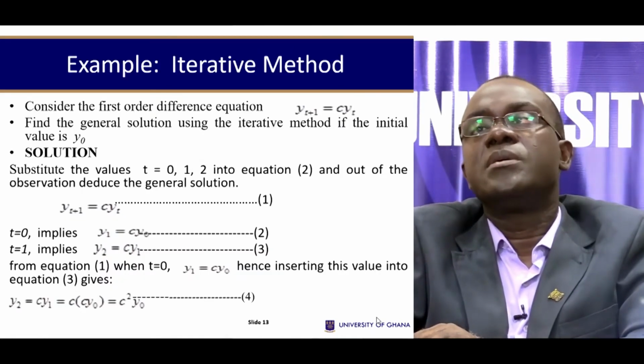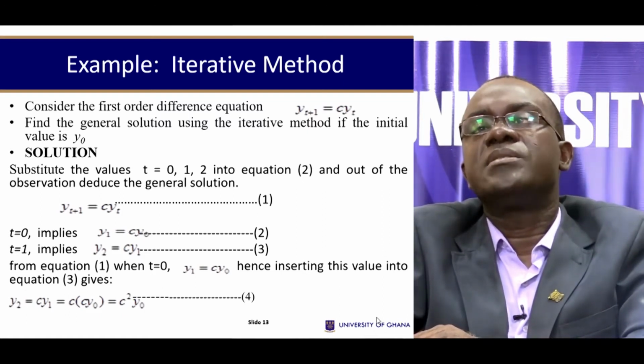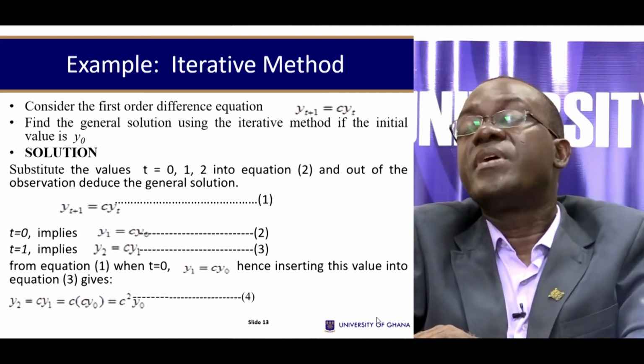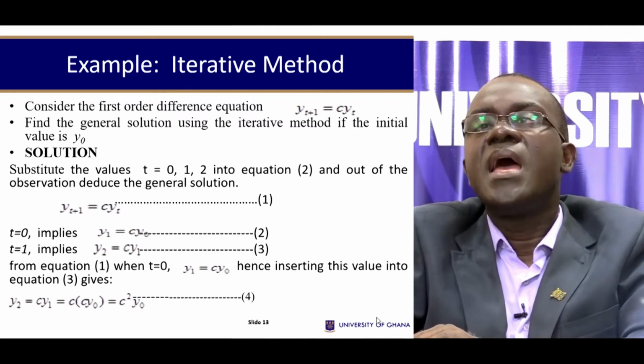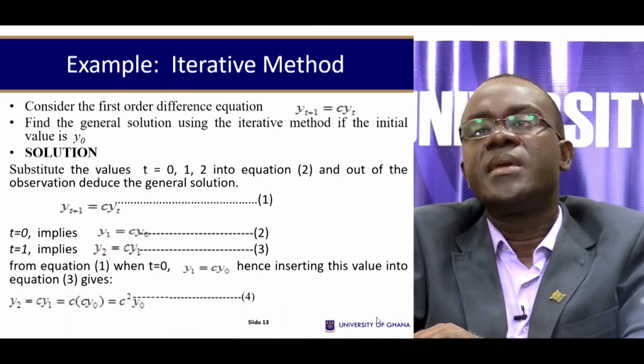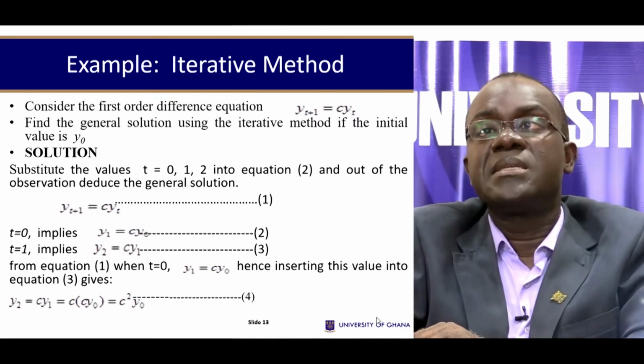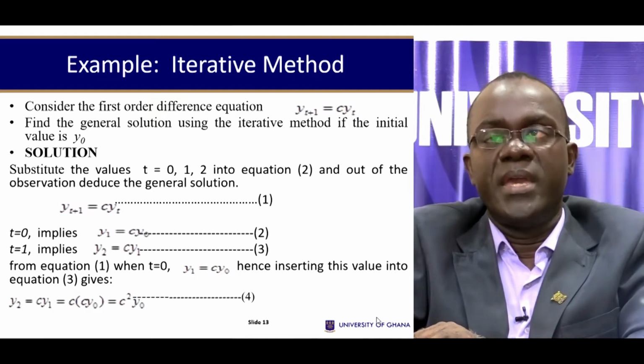Look at this equation. We are supposed to find the solution to this difference equation. This is a difference equation, and we are supposed to find the general solution. Now, this is our equation. If t is equal to 0, so we put a 0 here, we get y1 is equal to c, which is constant, times y0, so y1 equals c y0.